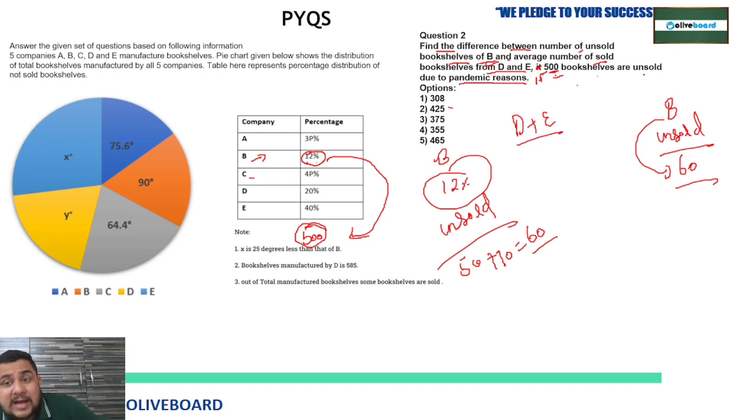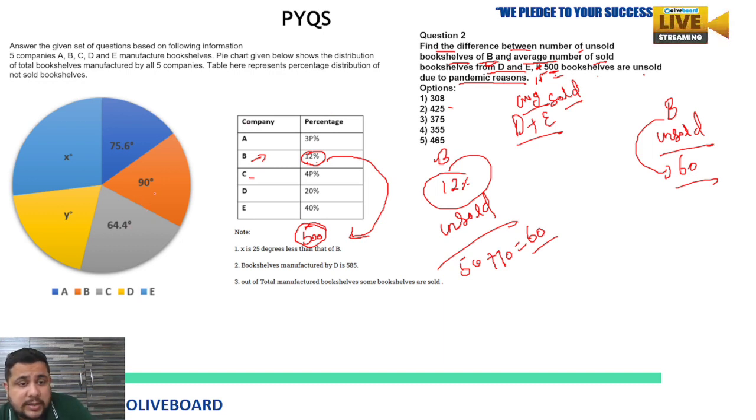So for D and E, are they asking the unsold? No. They are asking the average sold bookshelves from D and E. So how will you determine the sold books? See, total manufactured minus unsold. So you will get the sold, right?